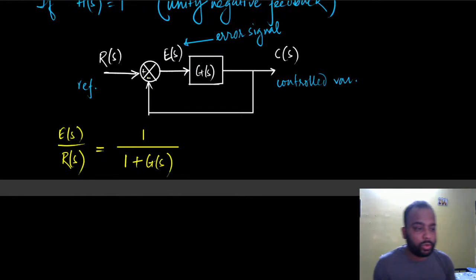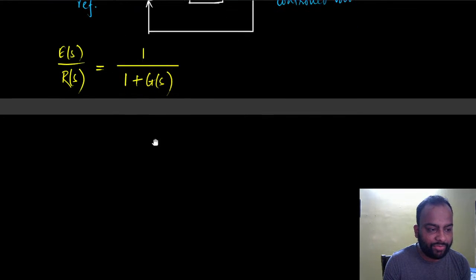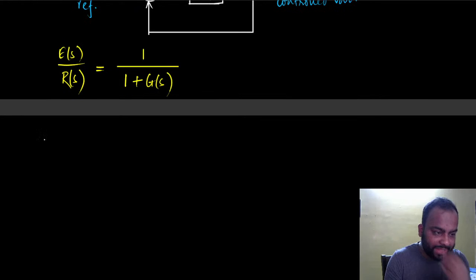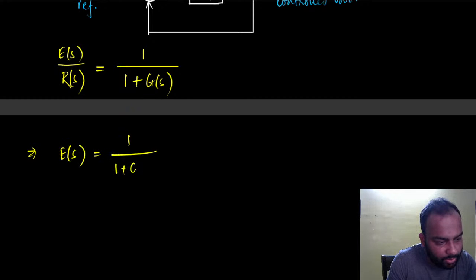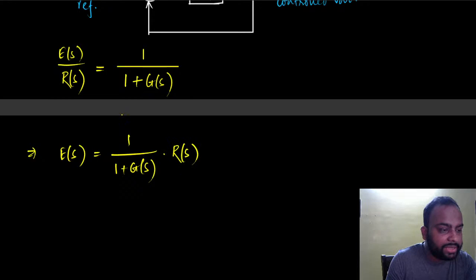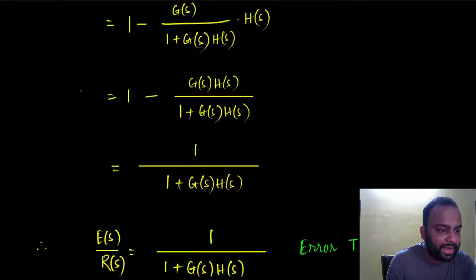So I want to see that this error transfer function, or rather from this, E(s) is nothing but 1 by 1 plus G(s) times R(s). Again, just remember that we are considering this special case here.